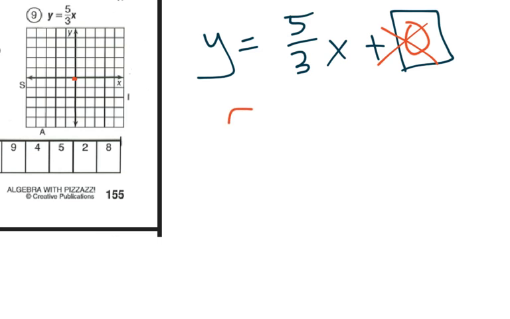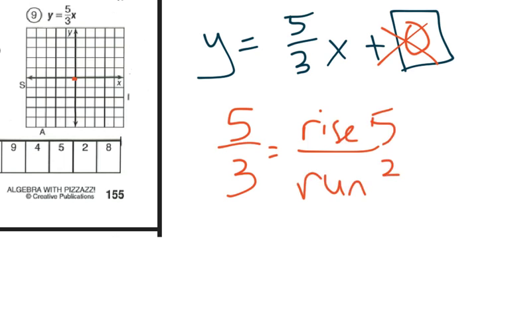My slope is positive, so that means I'm going to be rising 5 and running 3. And it doesn't matter which one I do. Let's do the run first. So 1, 2, 3, and then we're going to rise 5. 1, 2, 3, 4, and then 5 up here. And again, I'm just going to erase my dots. There's my 2 points, and I just connect them. And there's my line, and it passes through A.